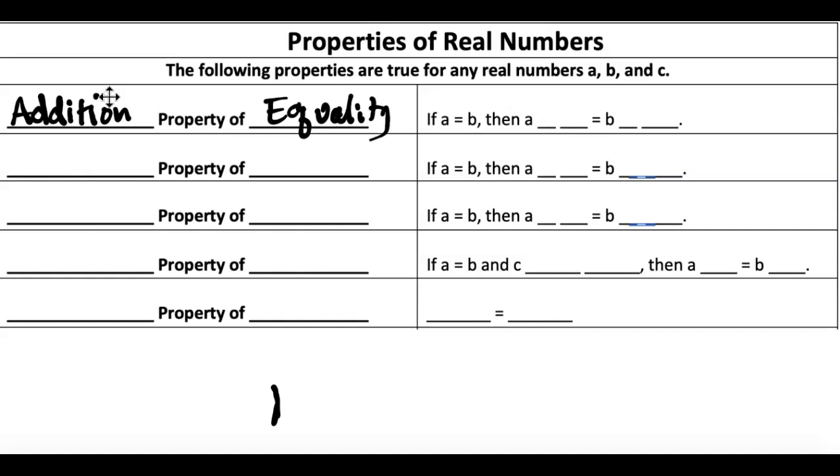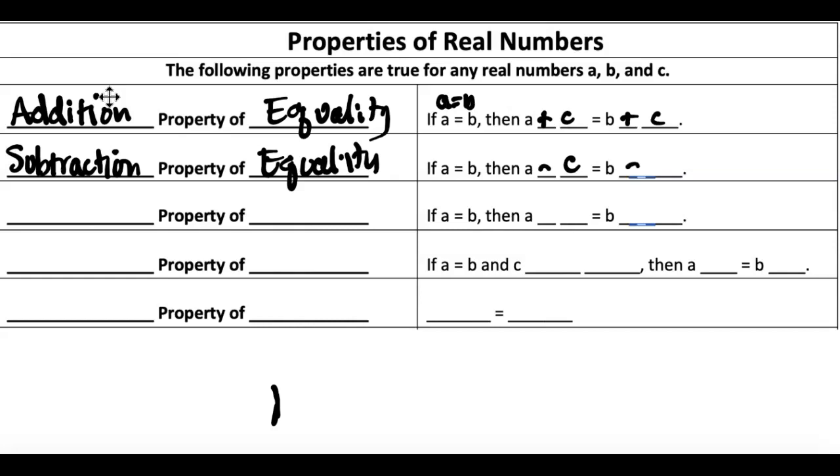What that means is if something is equal, here we have A equals B, then we can state that if I add C to A and I add C to B, we actually get a true statement. And the second one is our subtraction property, also of equality, which states similar to this one, if A equals B, then A minus C is equal to B minus C.